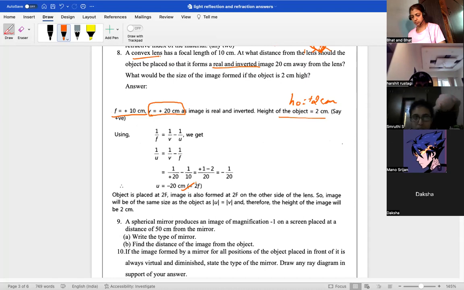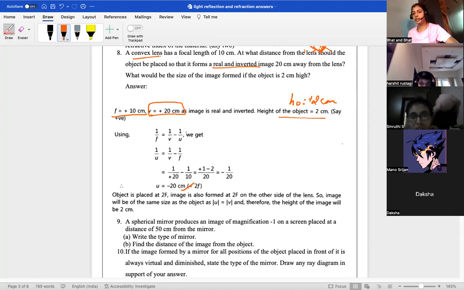Yes, ma'am. U will be minus 20 centimeters. Now magnitude of U and magnitude of V are same. Correct? Both are 20 centimeter only. So then it means that object and image are of the same size. Correct? Yes, ma'am. So that means, where is the object placed? Object is placed at 2F and image is also formed at 2F. Right? Yes, ma'am.